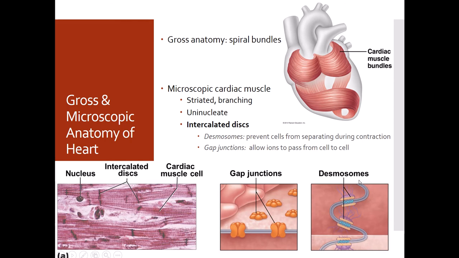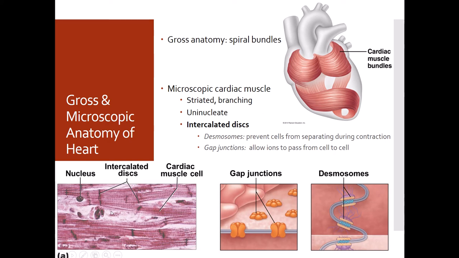One of the things that we want to do is look at cardiac muscle both macroscopically and microscopically. If we look at the gross anatomy of the heart, you'll see that the heart muscle forms in these spiral-shaped bundles. This makes a very specific pathway for electrical signals to travel, and that's important in terms of the functionality of the heart, which we'll talk about a little bit later in the semester.